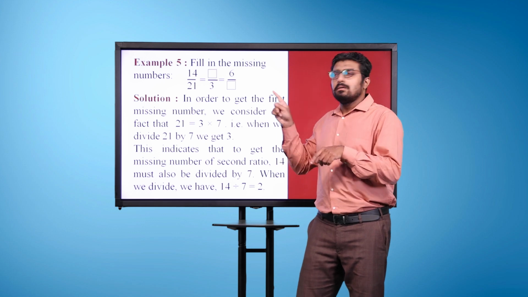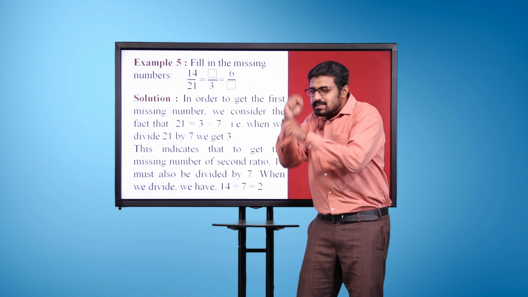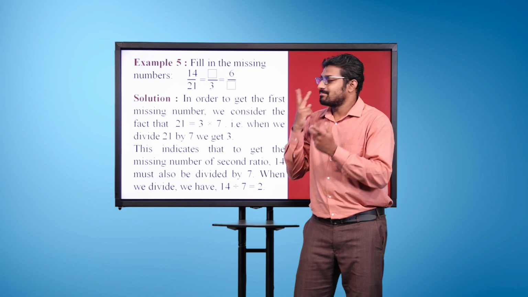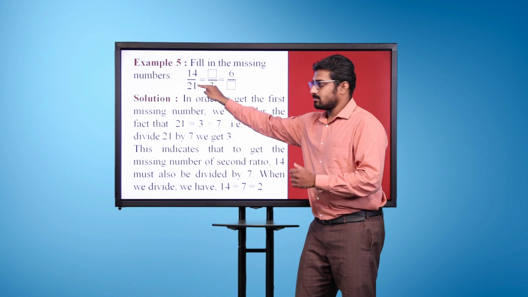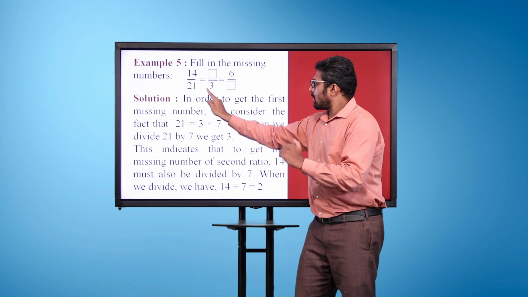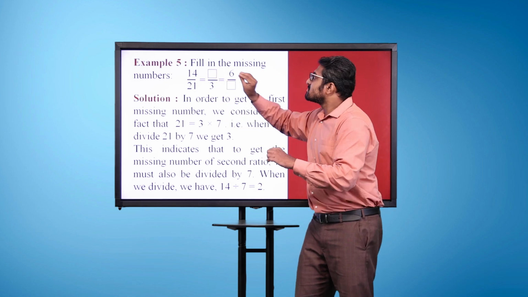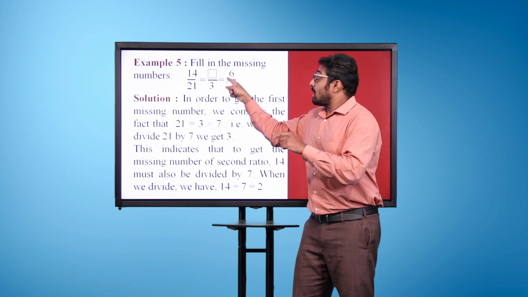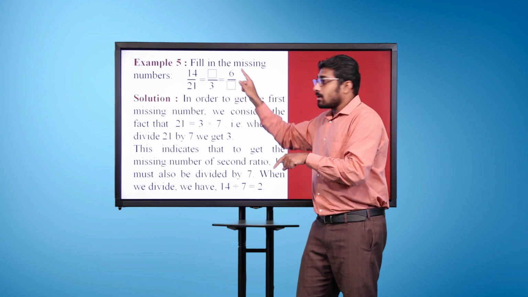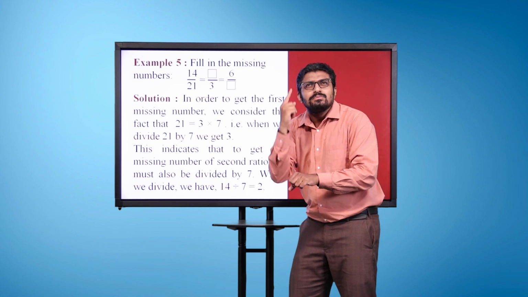Example 5. Fill in the missing numbers. 14/21 is equal to dash upon 3, which is equal to 6 upon dash.